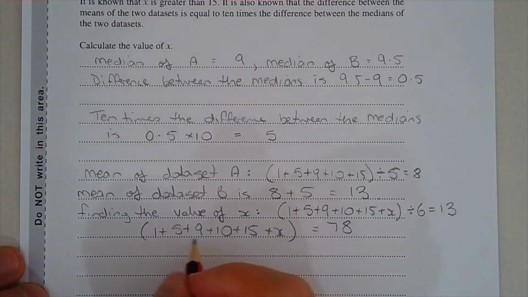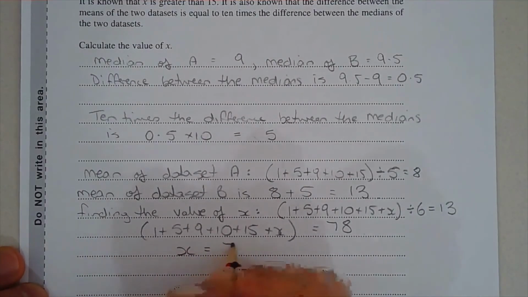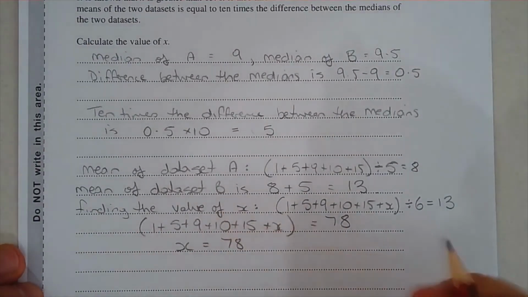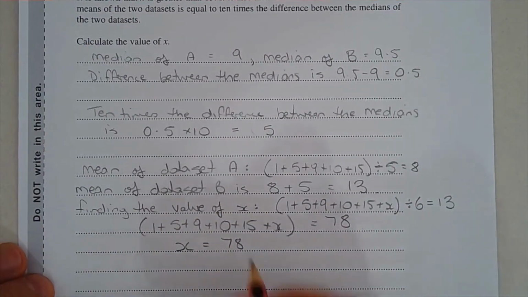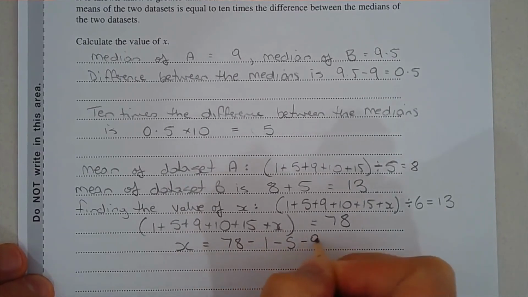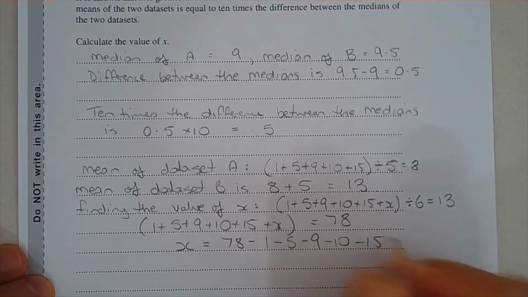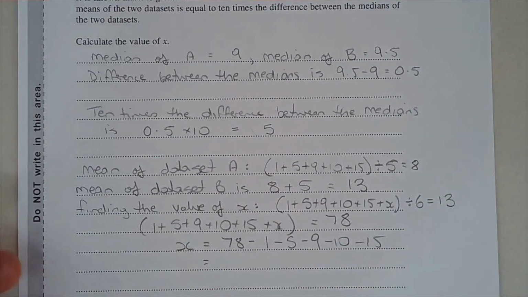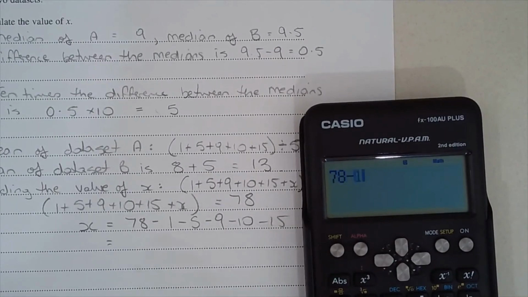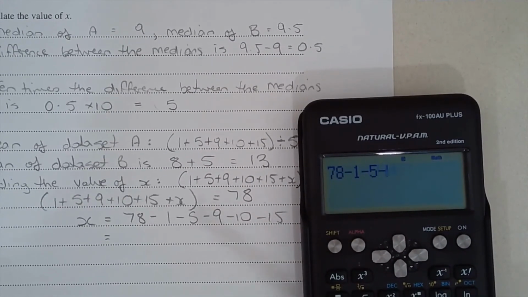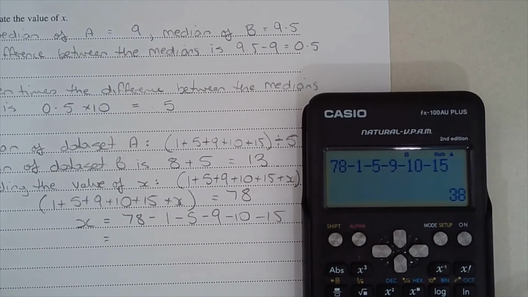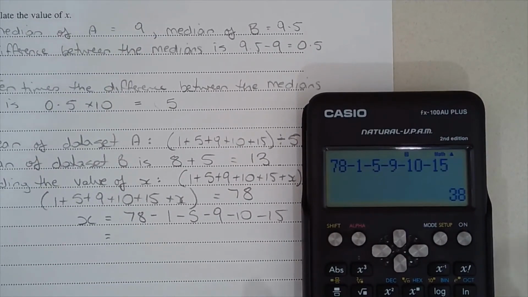So therefore X is equal to 78 minus all these numbers. I could just add them up first and then subtract from 78, but I might just do this: minus 1, minus 5, minus 9, minus 10, minus 15, and that'll give us our value of x. So 78 minus 1, minus 5, minus 9, minus 10, minus 15. And the value of x there is 38.